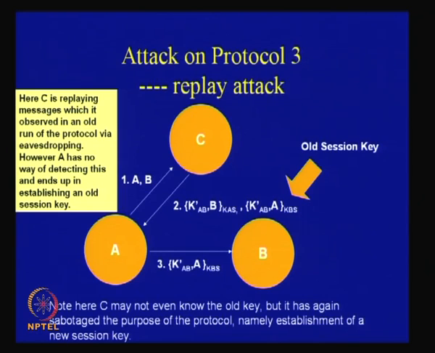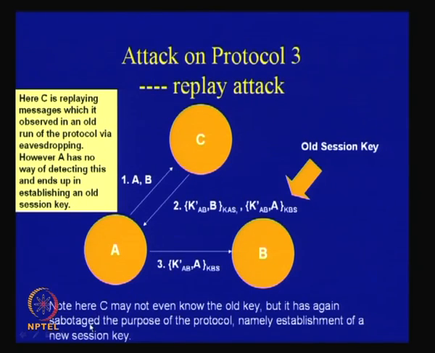Remember that one of the objectives of our protocol was that A and B should generate a new key, not an old key, a fresh key. The reason is that it may happen that an old key has leaked, and if the old key has leaked, that should not affect the security of my communication at this point. So the problem here is that A has no way of detecting this and ends up establishing an old session key.